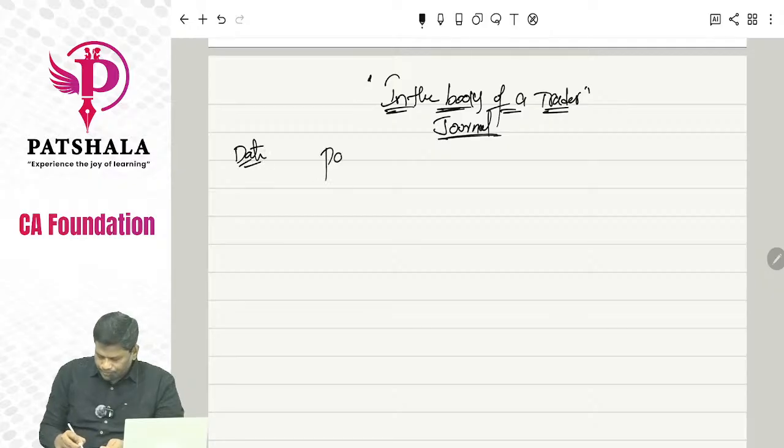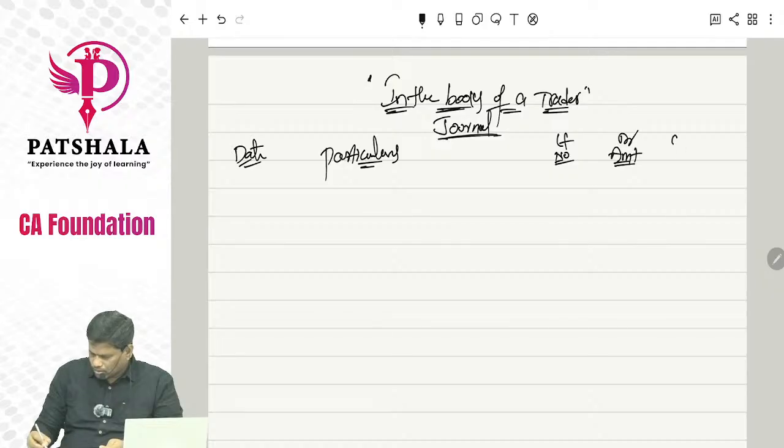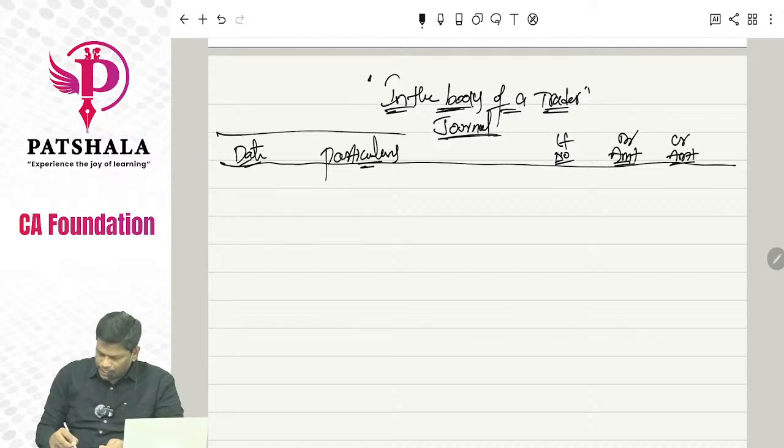date, particulars, LF number, debit amount, credit amount. These are our columns. So draw those columns for a page.